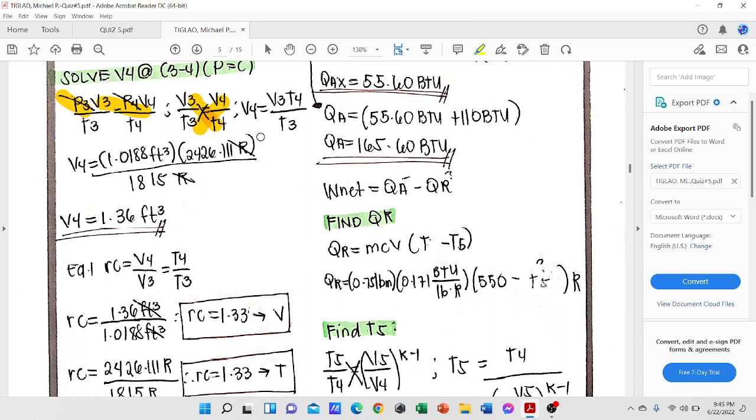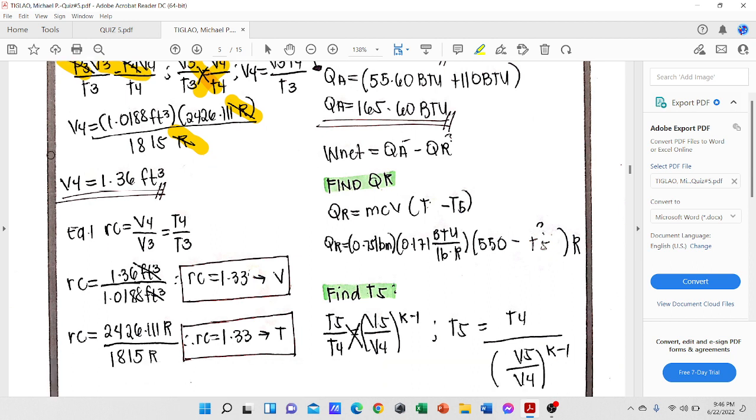So, V4 natin, substitute lang natin yung mga value. So, V3 is equals to 1.0188 cubic feet. Yung temperature 4 na 2,426.111 all over temperature 3 na 1,815. So, cancel yung unit na Rankine. So, volume 4 natin is equals to 1.36 cubic feet. So, nakuha na natin yung volume 4 at volume 3. Nakuha na natin yung temperature 4 and temperature 3.